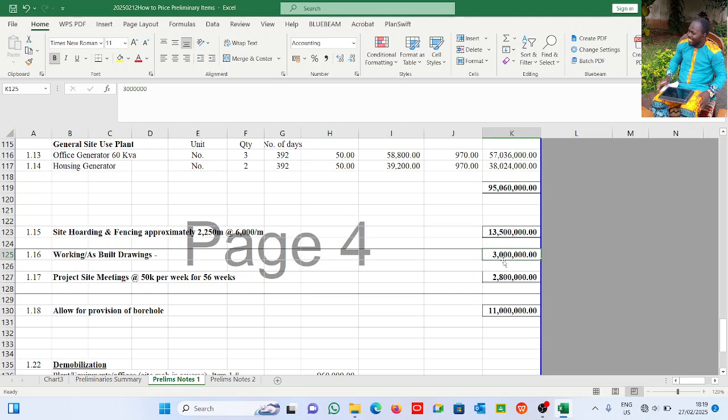So in this case, BTCL is allowing 3 million naira for as built. Sometimes you engineers do them, at times you sublet it. I was on a project where the contractor subletted the as built drawings. They contracted it out, so those guys came, did the observation, got the drawings of what is the finished work, and then they produced a perfect as built drawing for the project at completion.